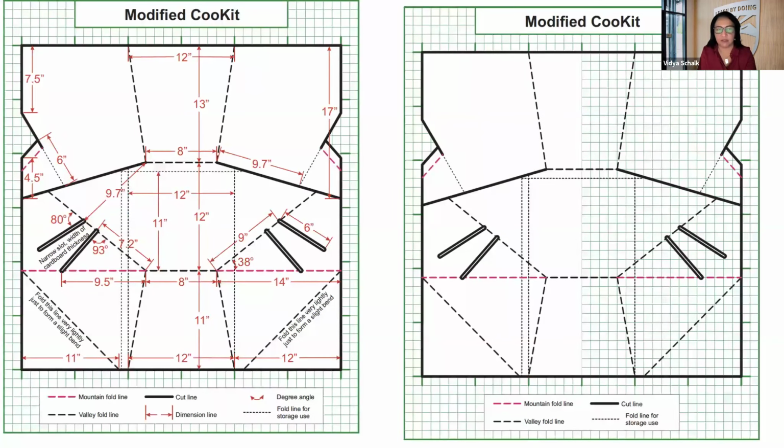And then we come to what we're going to be working with. This is called the modified CooKit. CooKit was the original one, developed by a bunch of engineers. The modified version is what we use because it's a lot simplified, and students can do this in 30 minutes or so. It looks really complex, but once they get into it, it's super simple.